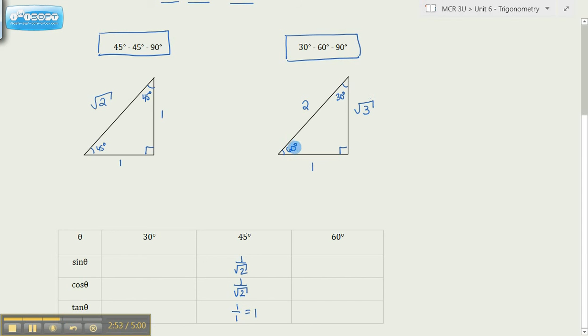Now if I do the trigonometric ratios of this triangle, thinking about 30 degrees, here's my 30-degree angle, and I want to figure out the sine of my angle. That's opposite over hypotenuse, so 1 over 2. The cos of 30 is adjacent over hypotenuse, which is root 3 over 2. And tan of this angle is opposite over adjacent, so 1 over root 3.